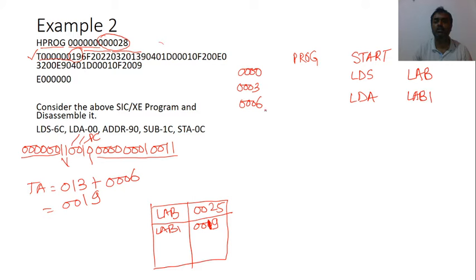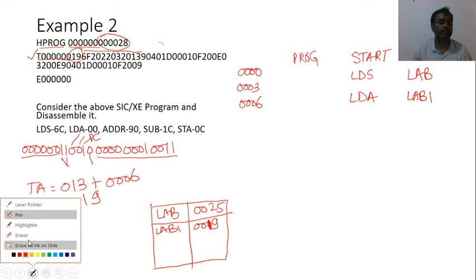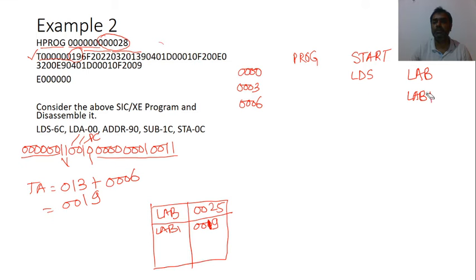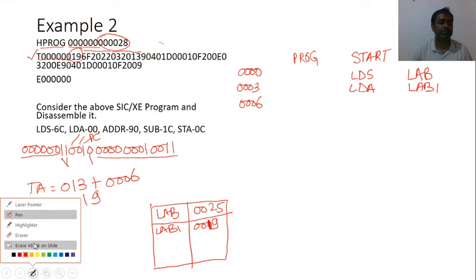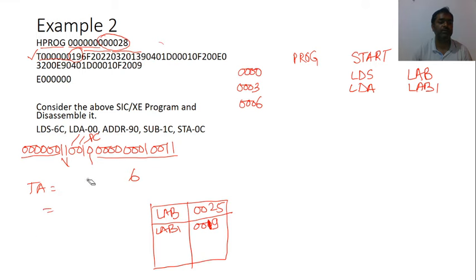So the next address, sorry, not at this address. This is at the 0003 address. So it is LDA lab1. Now I have to consider the next instruction, or you can say the next object code.